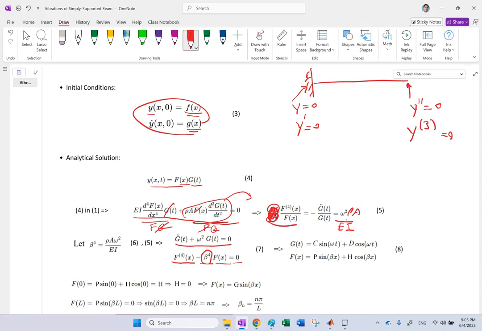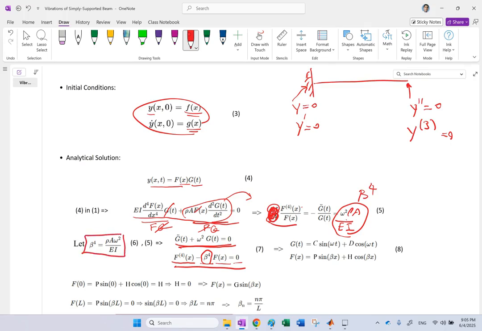So that f to the fourth derivative over f becomes this guy, and that one I give it a name, I call it beta to the 4. So that means f to the fourth derivative equals beta to the 4 times f, or I can bring it to the left side, and this is going to be the resulting equation.